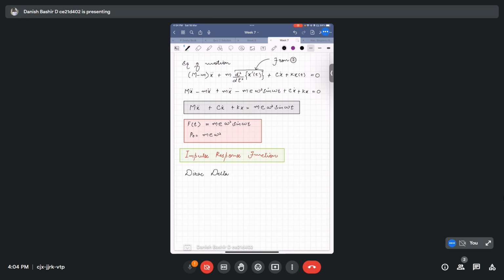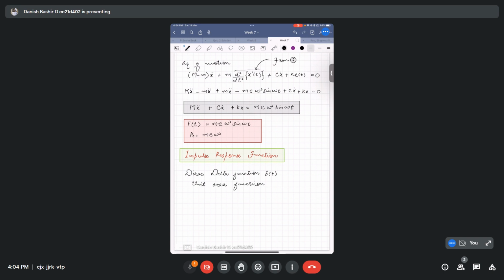Delta function. Direct delta function. Delta of t. Actually, it's a function which is having unit area. Unit area function. What I mean by that is, I will show you like here.